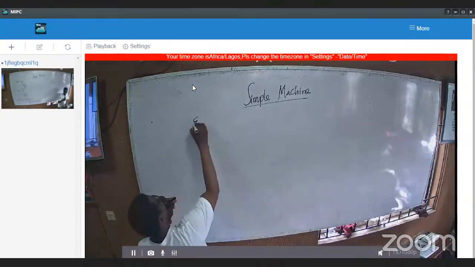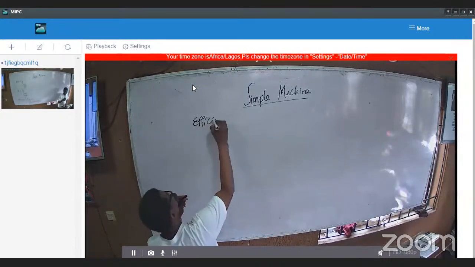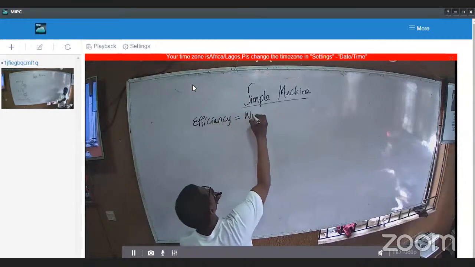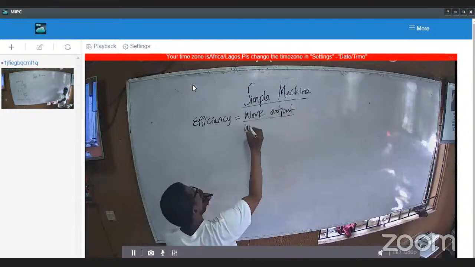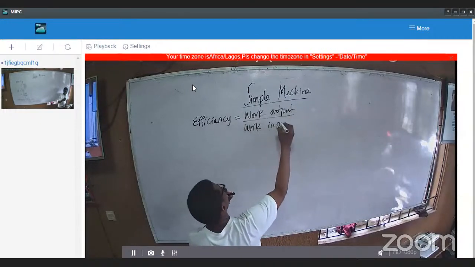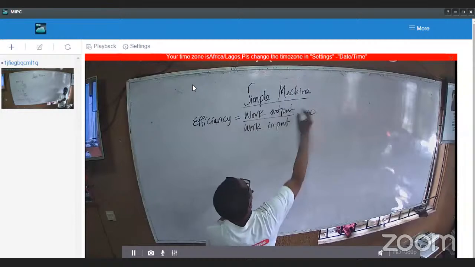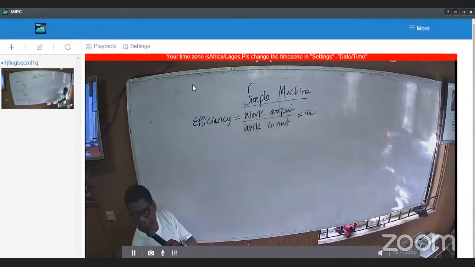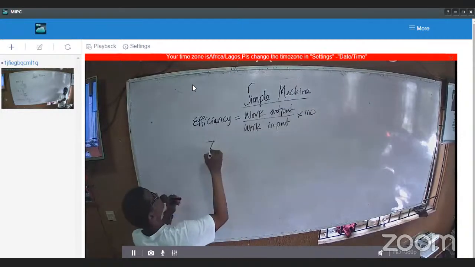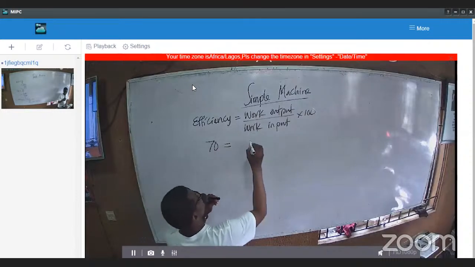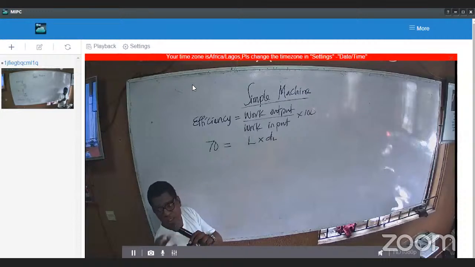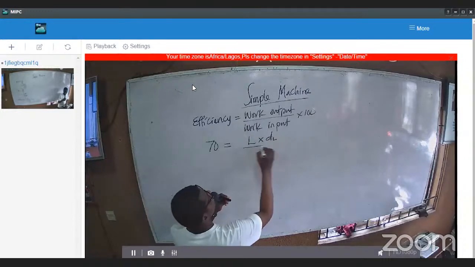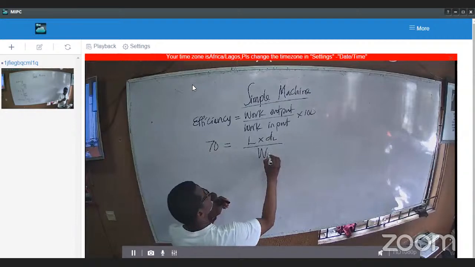Now we all know that efficiency is what? Work output over work input, times 100. That's efficiency. How much efficiency are we given? 70%. Work output, that's load times what? Load distance. Output is your load. Input is your effort. Work output over work input, that's the one we are looking for, times 100.